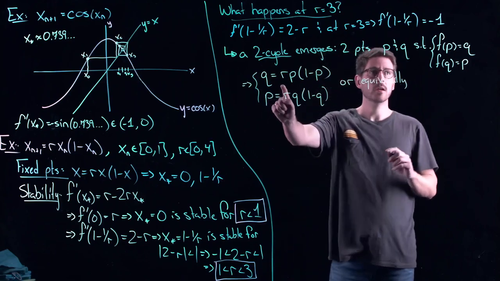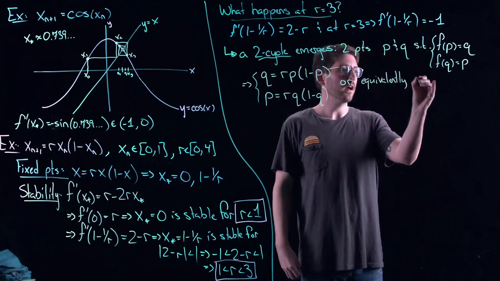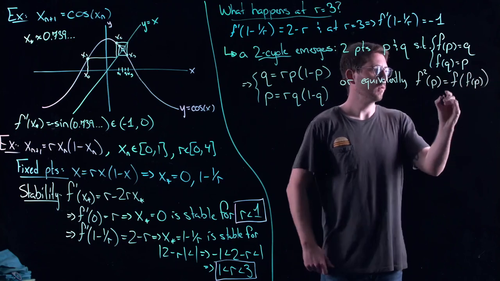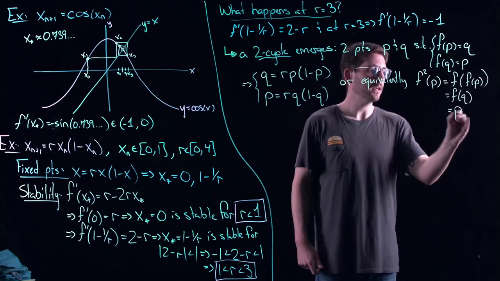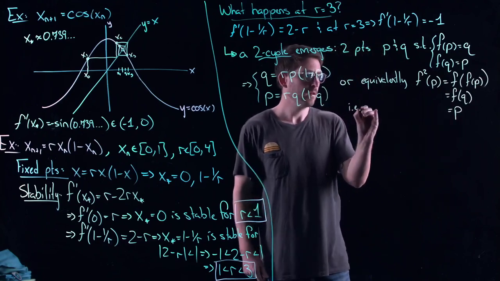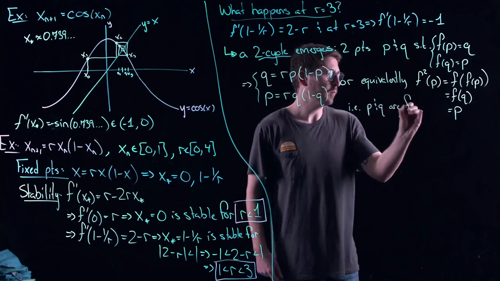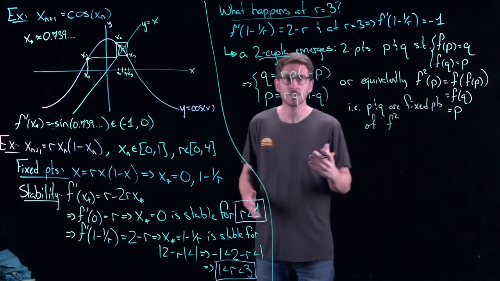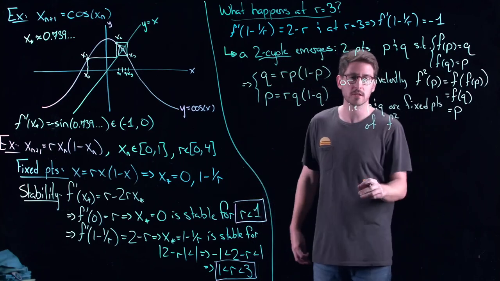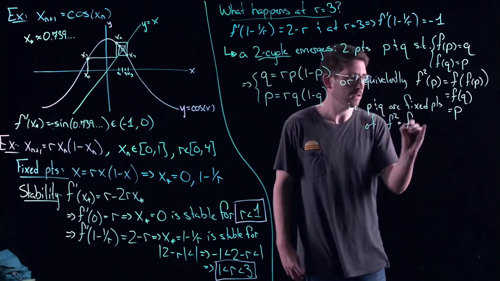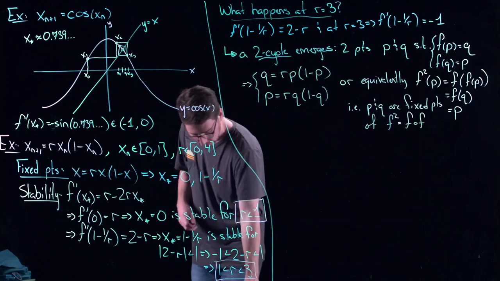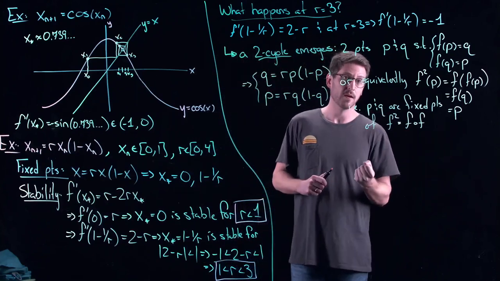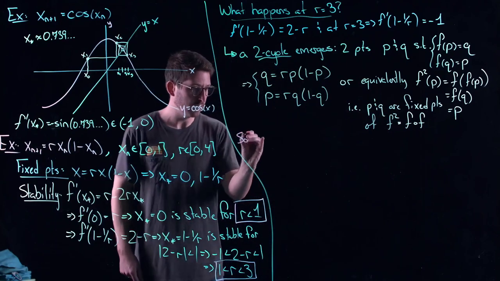That's two nonlinear equations. But I also know that I could take F squared of P, which is just F of F of P, which is F of Q, which is P. So, i.e., P and Q are fixed points of the second iterate map. I'm going to call it F2, right? So remember I introduced this notation that we have for discrete dynamical systems. It's not F squared. It is the composition of F with itself. So actually, it becomes a fixed point problem, but it becomes a fixed point problem for the second iterate map now. So let's do this. Let's actually solve it.